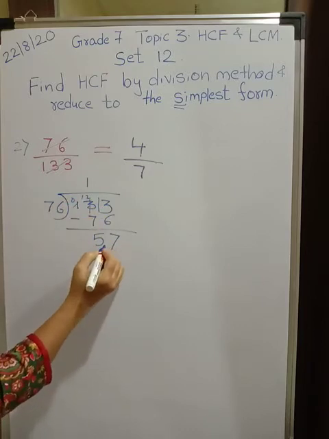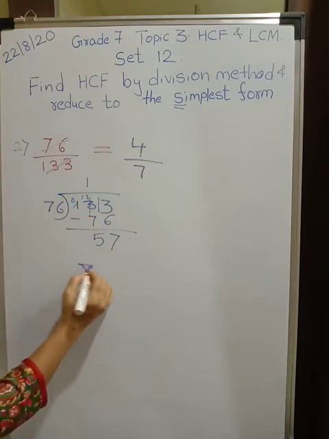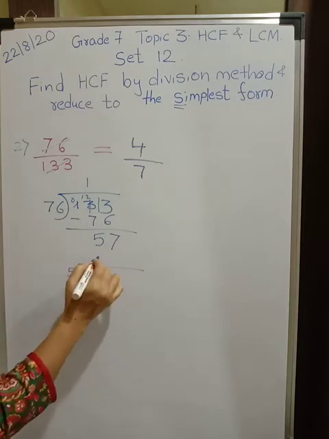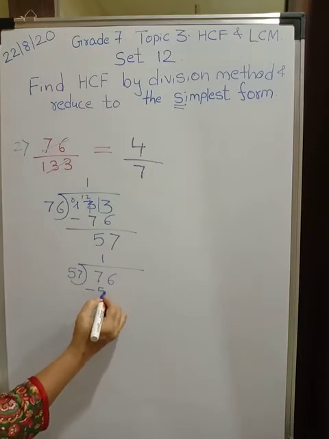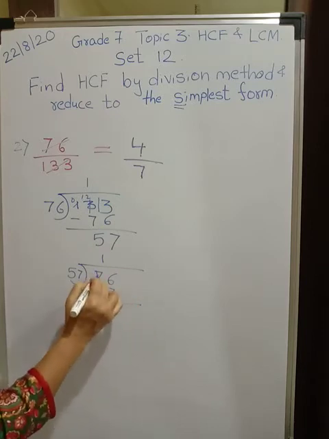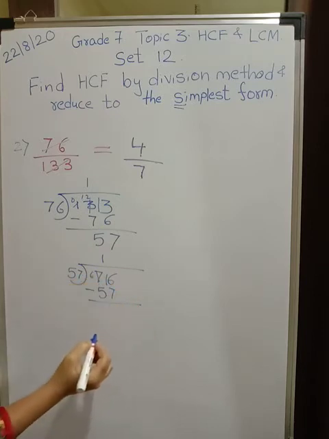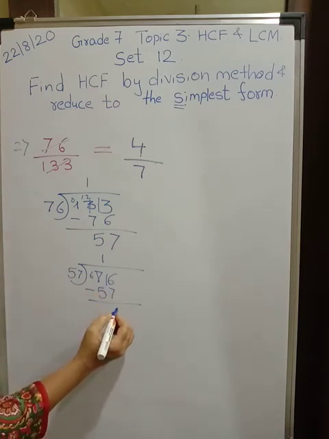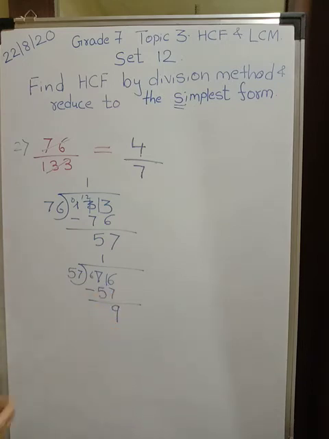So again this will act as the divisor now. So I am putting it over here, 57 and here 76. Again 57 ones are 57. So you have 6 here. Then 16 minus 7 will give you 9. And 6 minus 5 will give you 1.